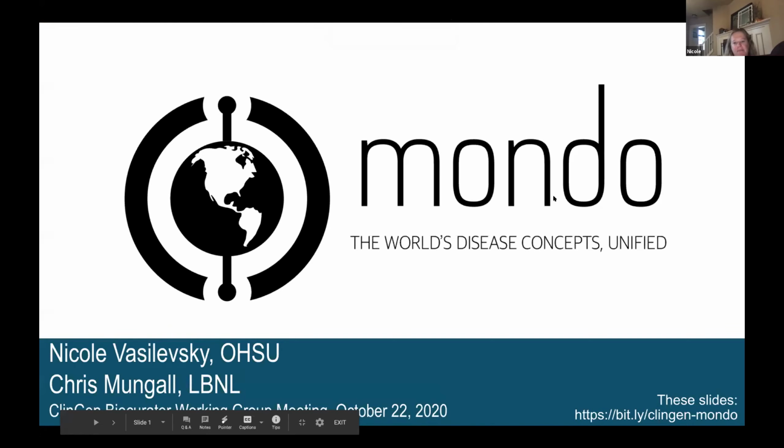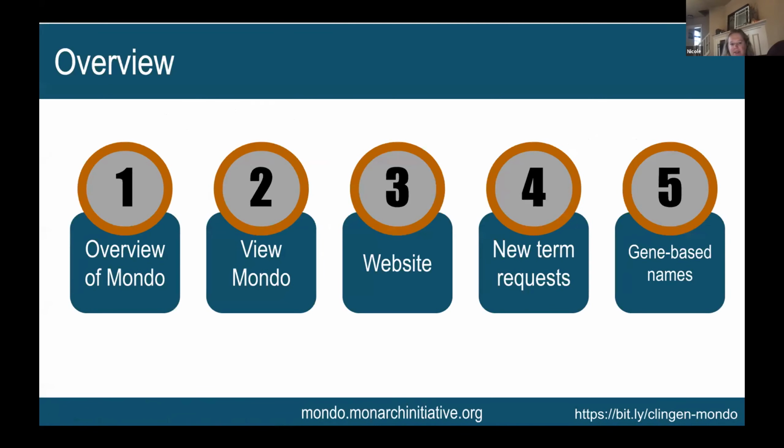Okay, so I'm going to give you, Chris and I will give you an overview of Mondo in more detail. First starting with an overview of Mondo, and then talk about places where you can view Mondo. I'll give you an overview of the website and more details about the content that's in the website. And then we're going to go through in pretty good detail about best practices for making new term requests and requesting changes to Mondo. And we'll discuss gene-based names as well, and some of the nomenclature like Courtney mentioned, and also give you an overview of the timeline of how long it takes to make changes in Mondo.